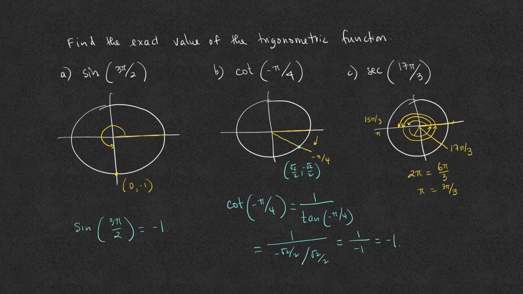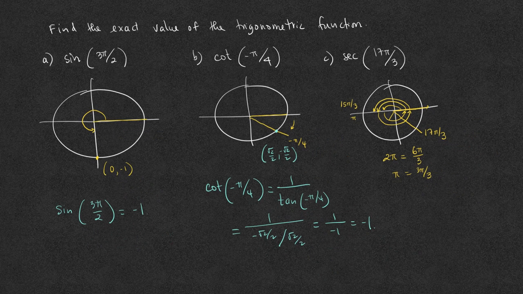The reference angle to 17 pi over 3 is pi over 3. This segment has a magnitude of pi over 3. The absolute value of that segment is pi over 3. We know that cosine of pi over 3 is 1/2, so secant of pi over 3 is 2 over 1, or 2. Since pi over 3 is the reference angle of 17 pi over 3, we must have secant of 17 pi over 3 equals plus or minus 2.